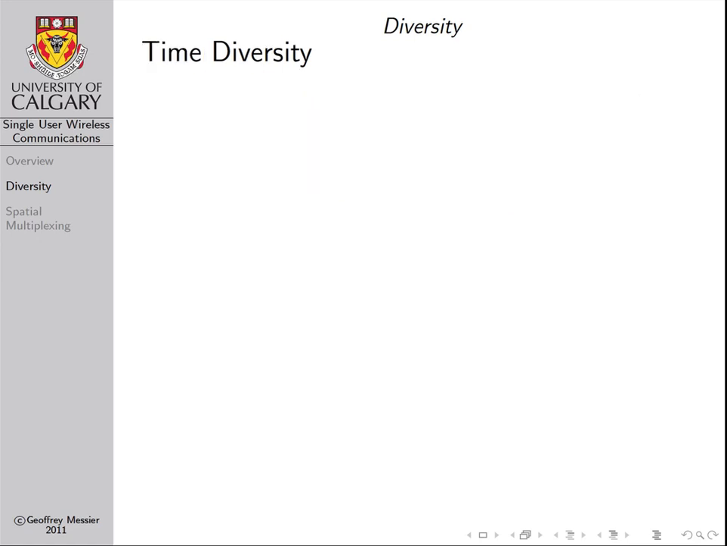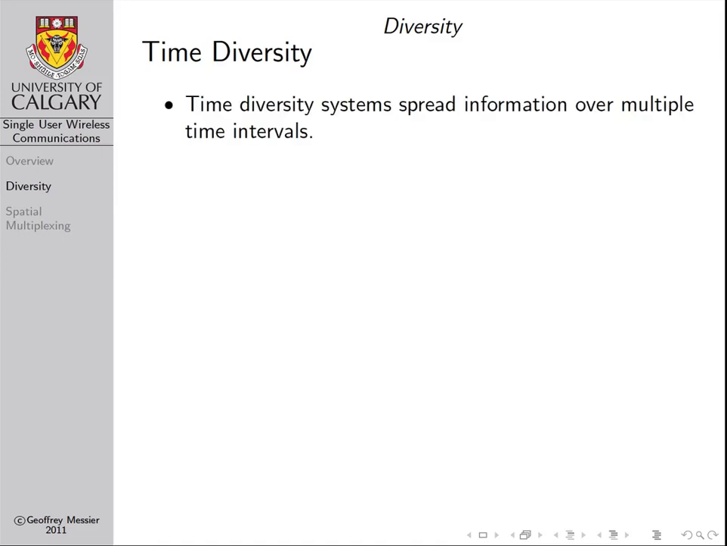So what we're going to do is talk about all three types of diversity: time, frequency, and space. And the first type of diversity we'll talk about is time diversity. As we said in the previous slide, time diversity systems take an information symbol and spread it out over multiple time intervals or multiple coherence intervals. And the idea is that we spread it out over such a wide interval that the channel changes sufficiently that the different symbols experience different fading values.